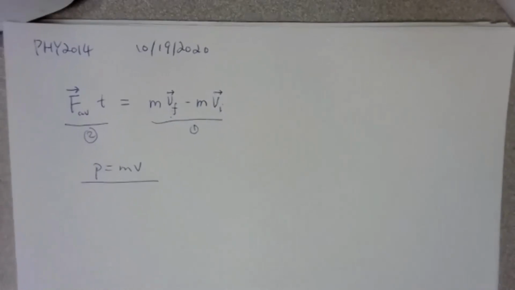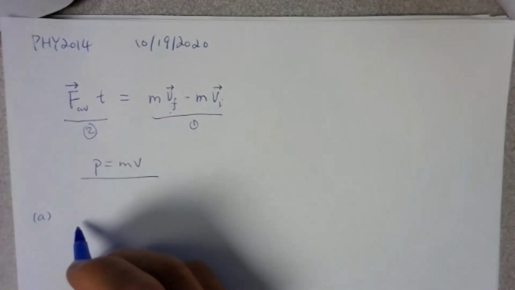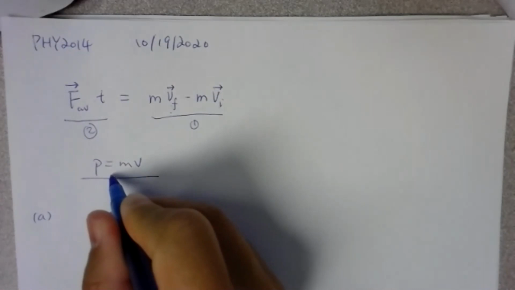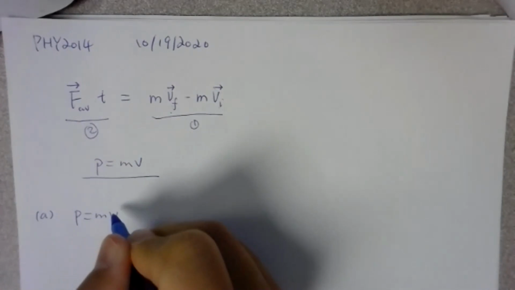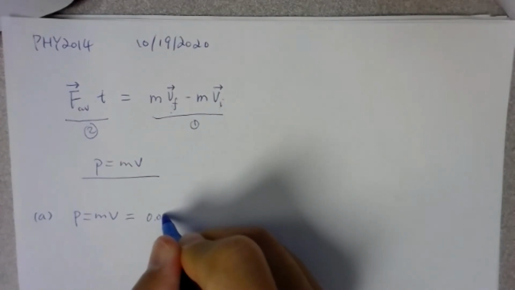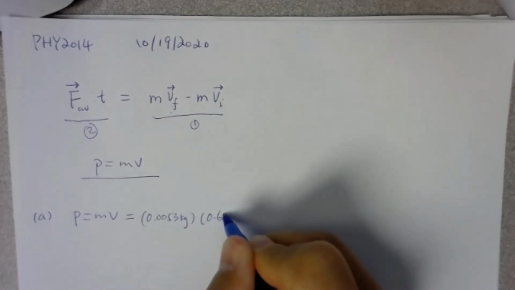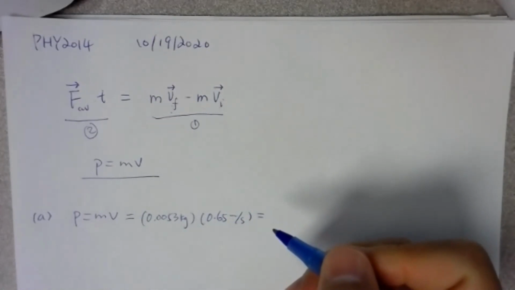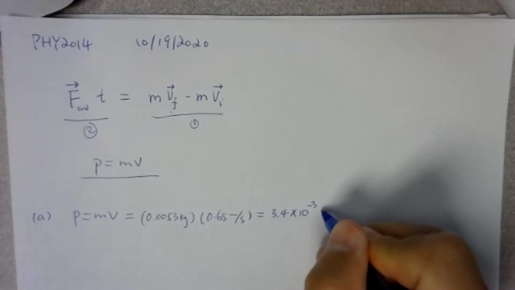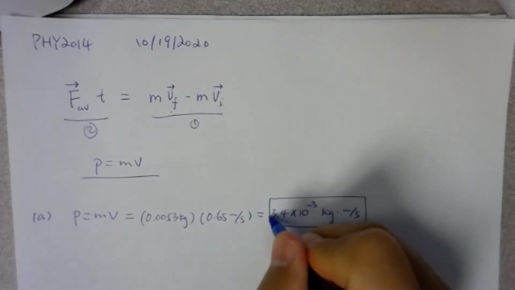Okay, so let's take a look here. In part A, the mass is given, and then the speed is given. Starting with the equation p equals mv, you are looking for the momentum. So the mass times the speed will give you the momentum. That will give you 3.4 times 10 to the negative 3, in kilograms times meters per second. That'll be your momentum.